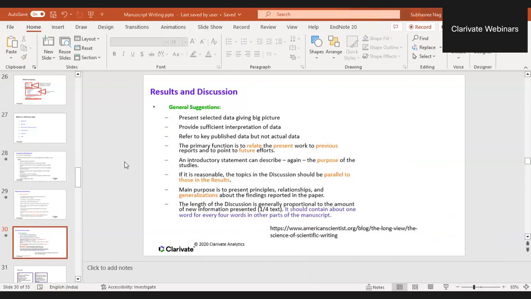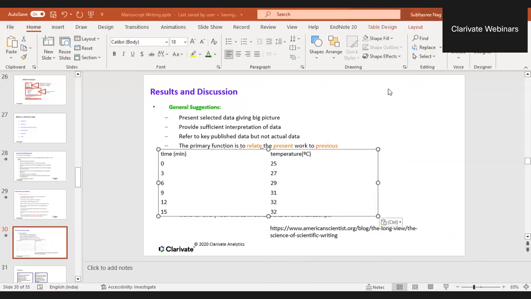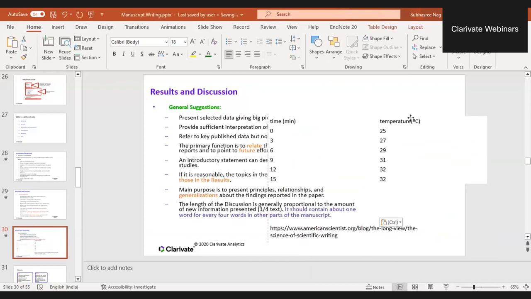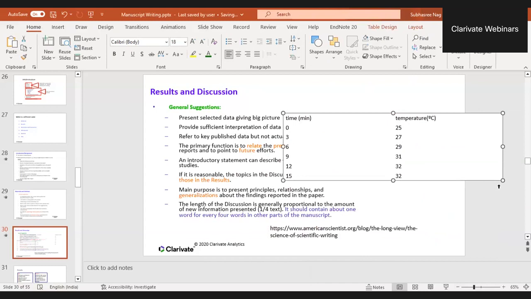Okay, so for example, if I have time and temperature, so at 0 degrees I'm heating something at 0 degrees. So let me give you an example over here. Please bear with me.